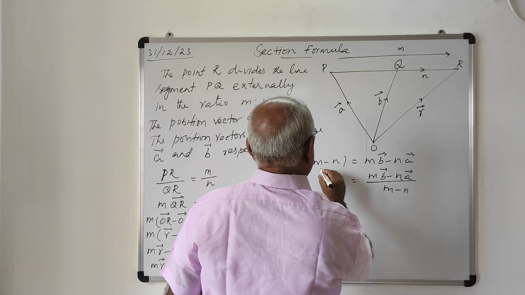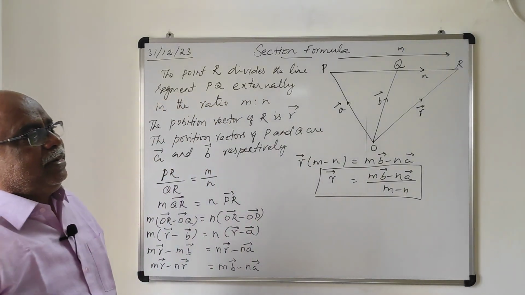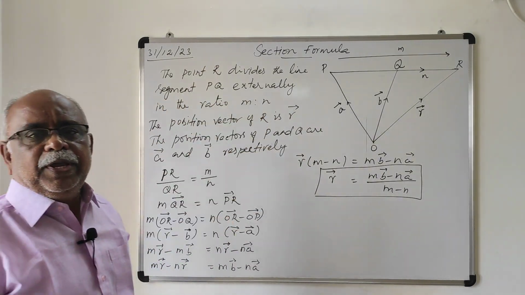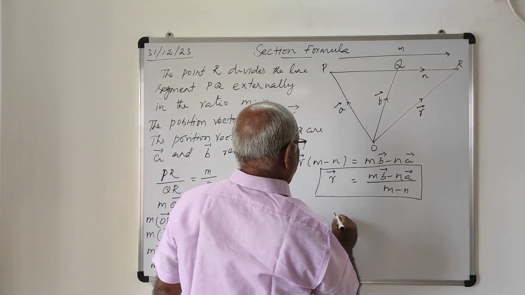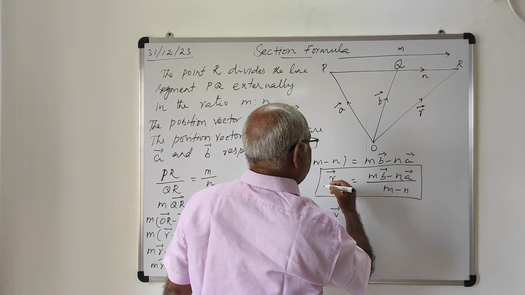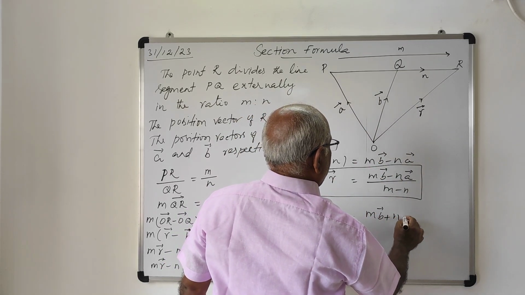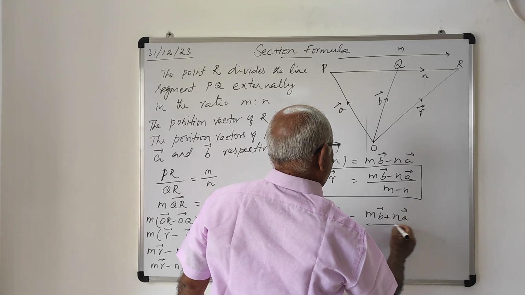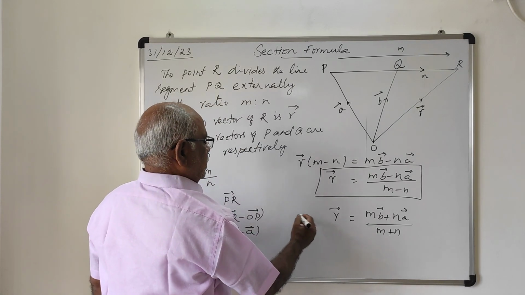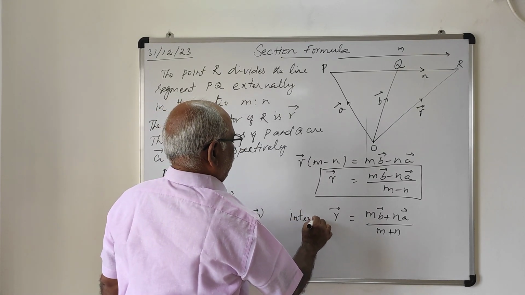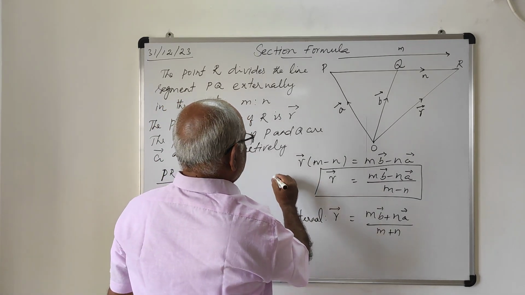So this is the position vector of the point R, where R divides the line segment PQ externally in the ratio m:n. Whereas in the internal division, if the point R divides internally, you get the position vector as m b plus n a by m plus n. This we have derived in the previous video. This is internal division. This is external division.